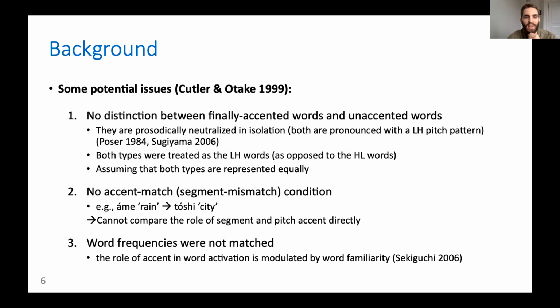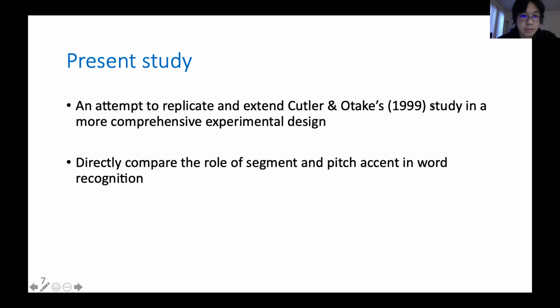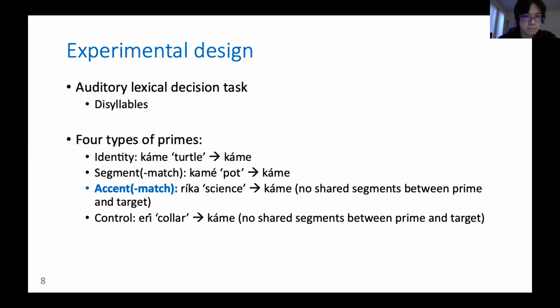So yeah, the second issue is they didn't have accent match and segment mismatch conditions. This is why they couldn't compare the role of segment and accent directly. And also they didn't match word frequencies. We think this is a concern, so we will take care of this in our experimental design. We will basically replicate and extend Cutler and Otake's original study in a more comprehensive experimental design, which allows us to directly compare the role of segment and pitch accent in word recognition.